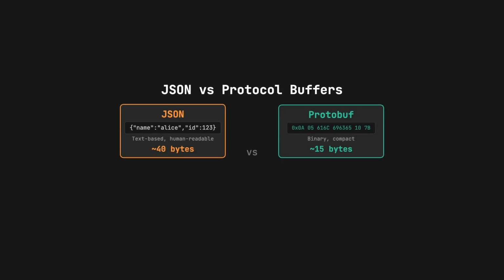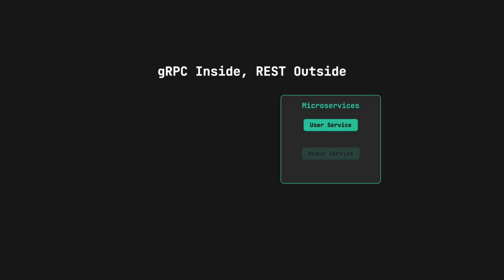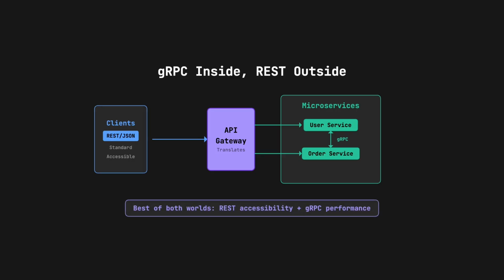gRPC is Google's high-performing RPC framework. It uses protocol buffers instead of JSON. Instead of JSON, which is text, it uses binary serialization. It's smaller and faster to parse. It's strongly typed. You define a .proto contract. Interview verdict: this is the gold standard for internal microservice communication. If service A talks to service B inside your data center, use gRPC. For public APIs, stick to REST and JSON because it's easier for third-party developers to consume.